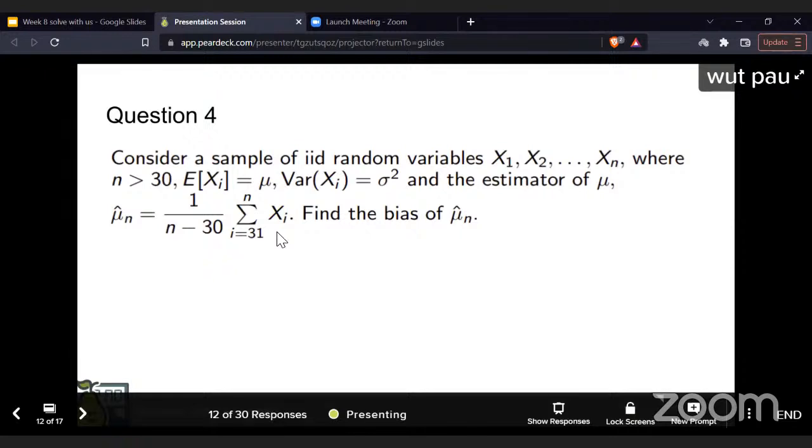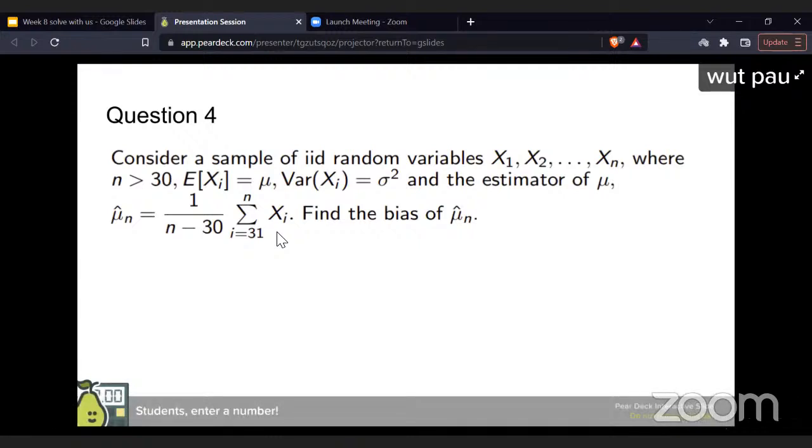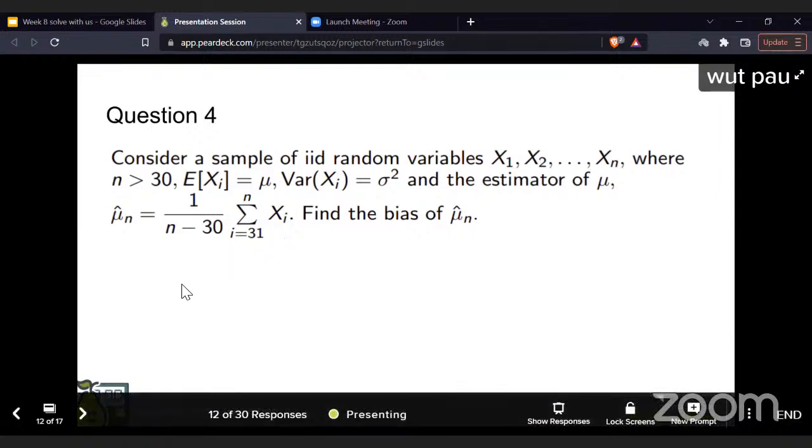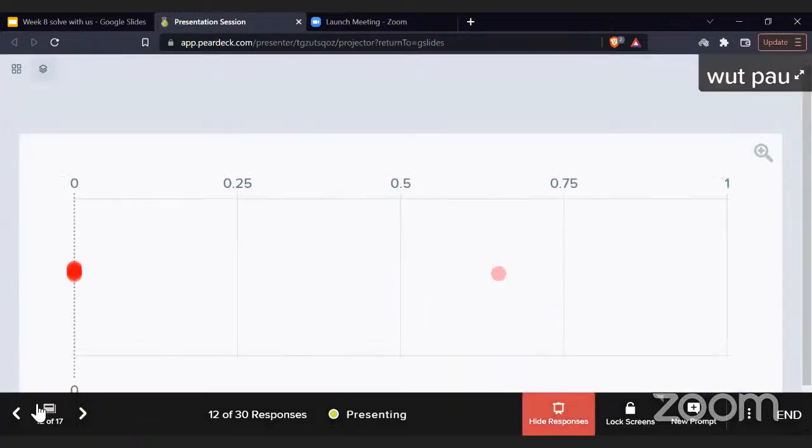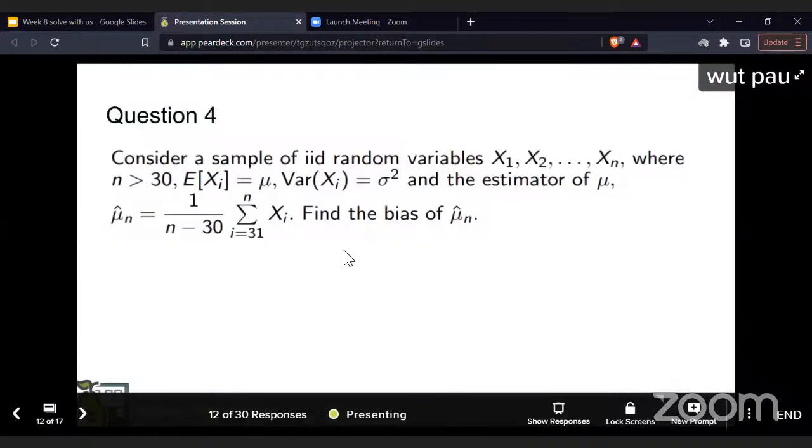So here the expected value of mu hat becomes mu, and we are finding the bias of the estimator mu hat. So the bias comes out to be mu minus mu, and it becomes 0. So the bias of mu hat is 0. Okay, any doubt in this?